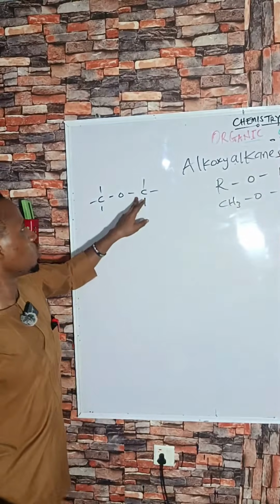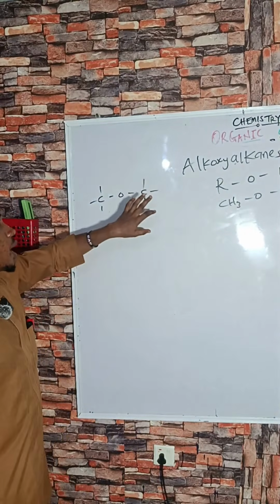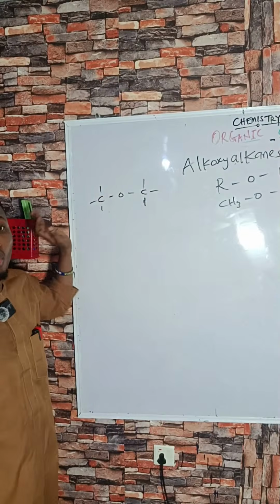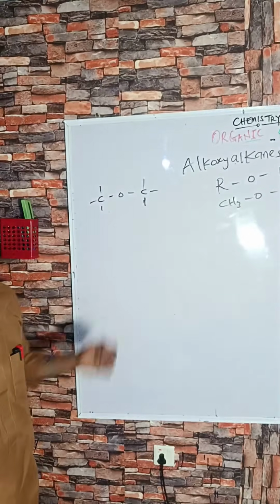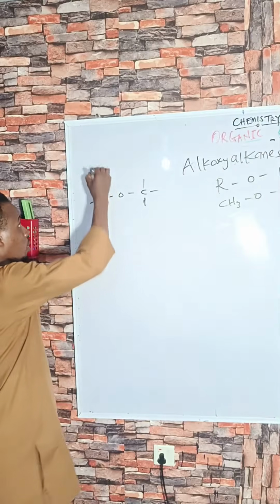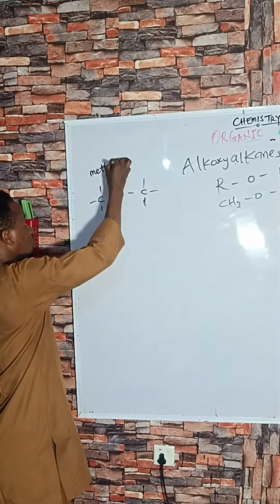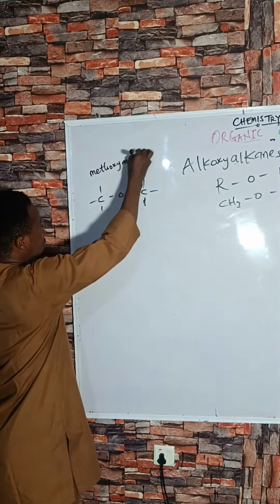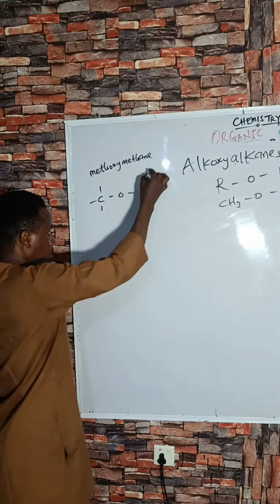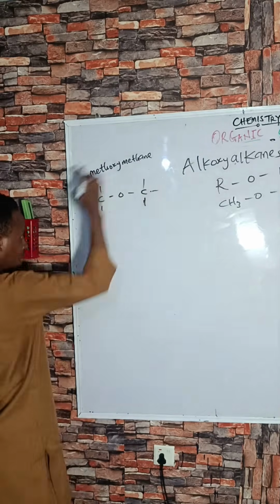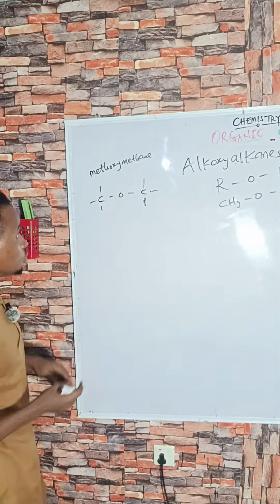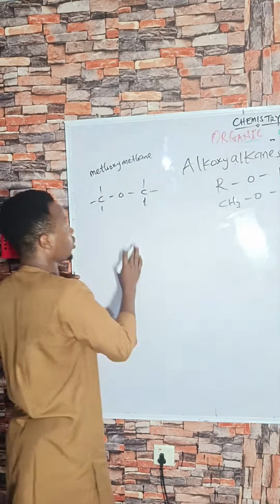But in this case, we have equal. This is methyl, 1 carbon, and this is methyl, 1 carbon. So you can decide to choose any one as your alkoxy. The name of this compound will be methoxymethane. This is my methoxy, this is my methane. Do you get? So that's for your alkoxy-alkane or ether.